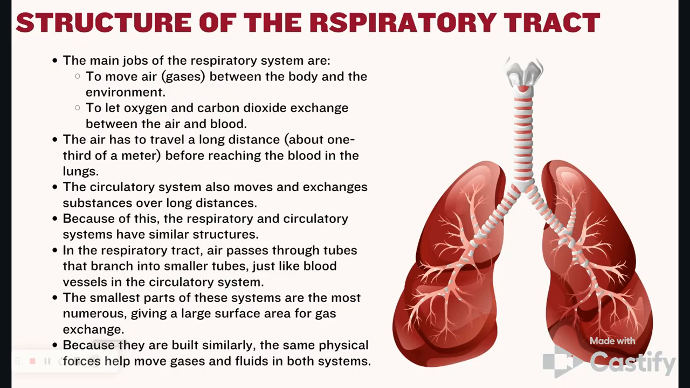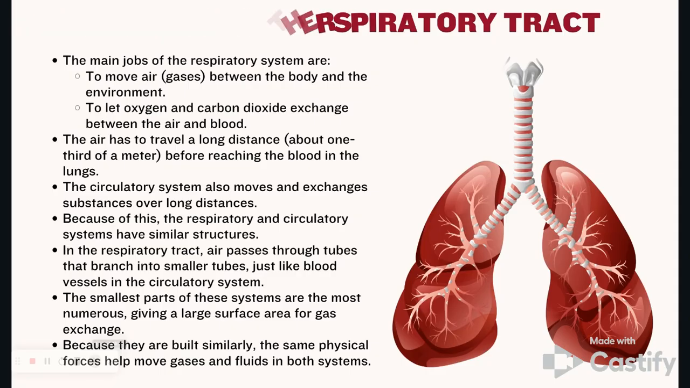When we're breathing, we need a lot of air that we need to filter and convert from oxygen to carbon dioxide so we can continue to breathe. That's why we have so many alveolar sacs. I like to think of it as grapes. You have a grapevine, and it splits off in branches, and then there's a bunch of grapes. All those grapes are the alveoli. You have so many gas exchanges happening. It also helps increase the surface area, because the more surface area, the more efficient the work is going to get done. And because they are built similarly, the same physical forces help move gases and fluids in both systems.